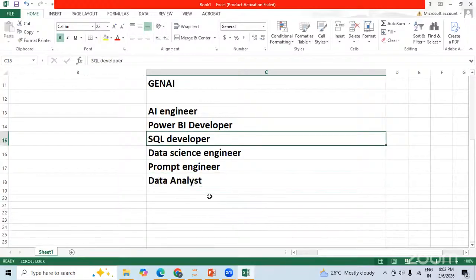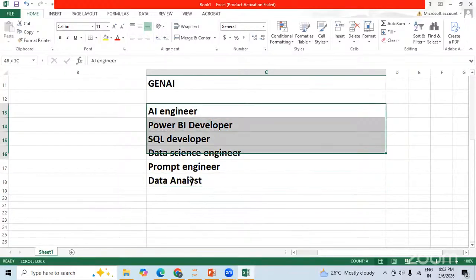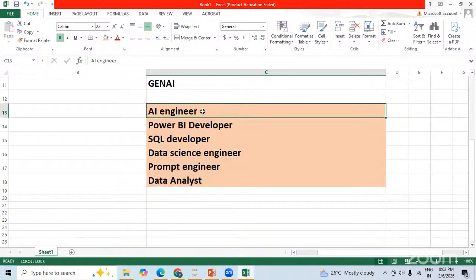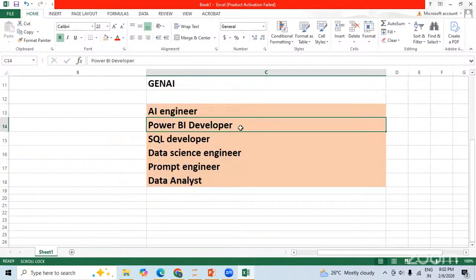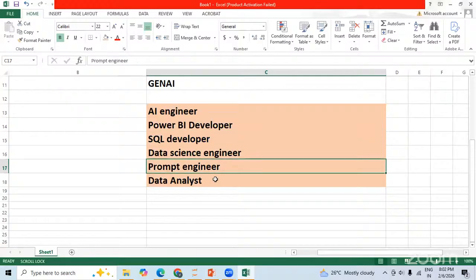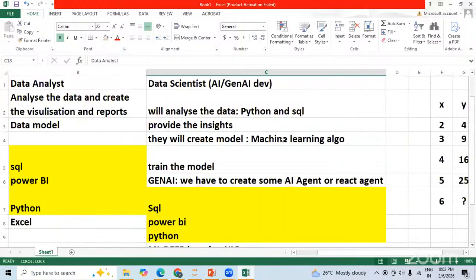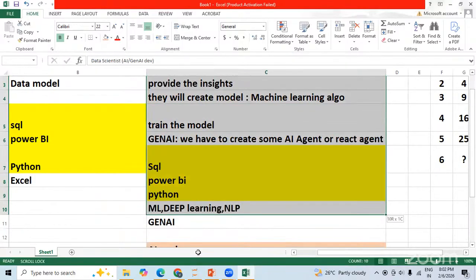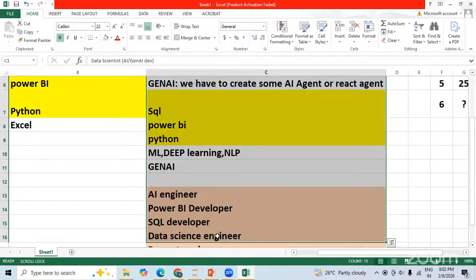It means if you join this course, these 6 positions are open for you guys, right? So you can apply for AI engineer, Power BI developer, SQL developer, data science engineer, prompt engineer, data analyst. It means this course will give you whole and soul opportunity in the market.